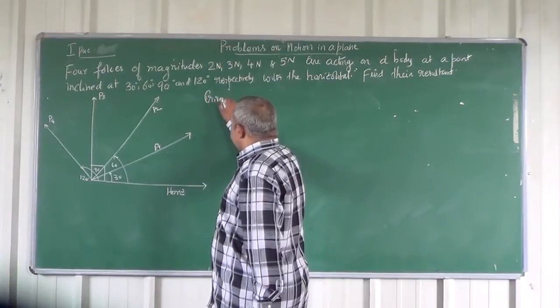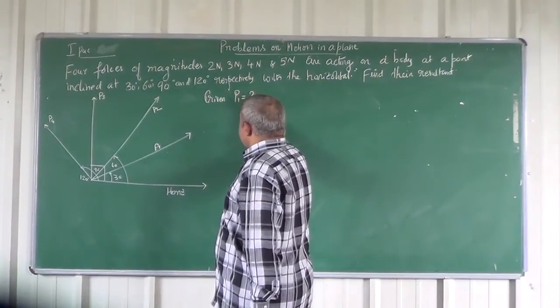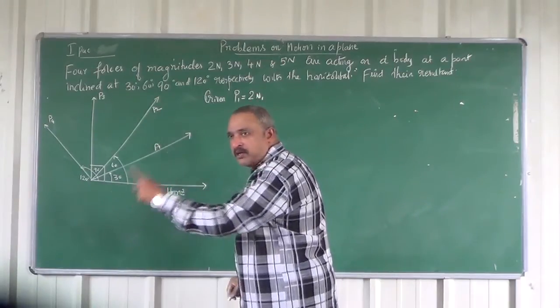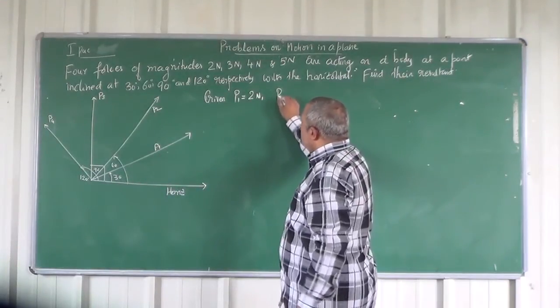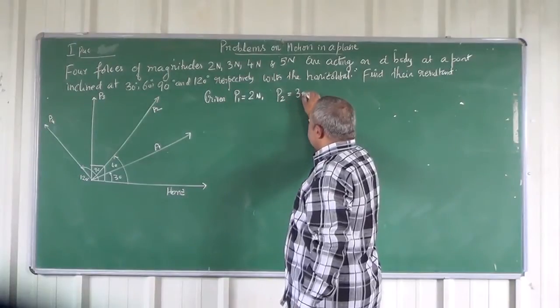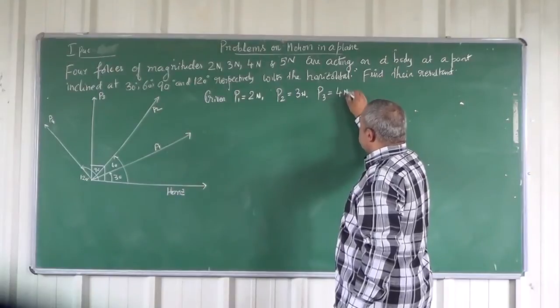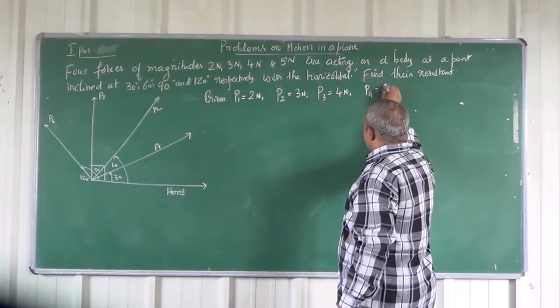In the problem, it is given that P1 is equal to 2 Newton. What is the magnitude of the force P1? 2 Newton. P2 is equal to 3 Newton. P3 is equal to 4 Newton. P4 is equal to 5 Newton.